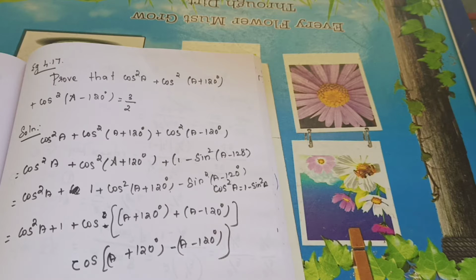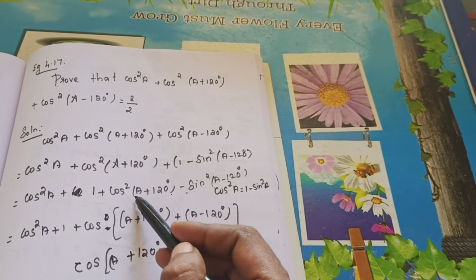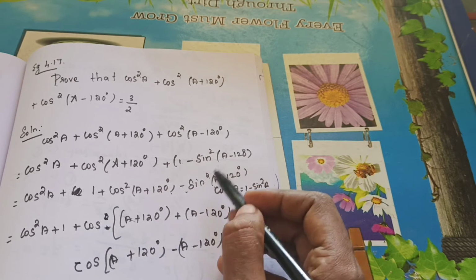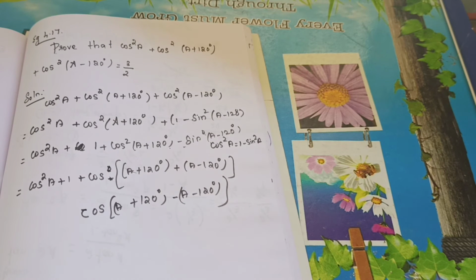Cos square A plus B minus sin square A plus B, we will use the formula cos square A minus sin square B. Is it right? So you have learned the formula as cos square A minus sin square B. So in the place of A it is A plus 120, in the place of B is A minus 120. So you need to substitute that one. That's the only difference. Okay.